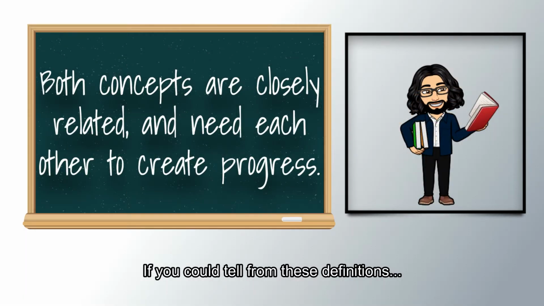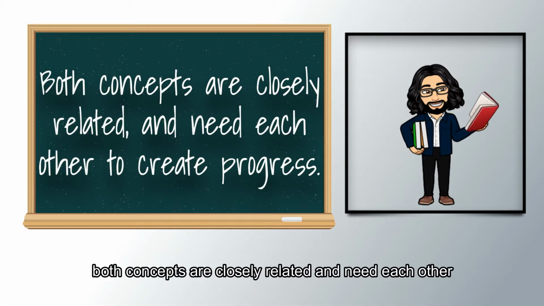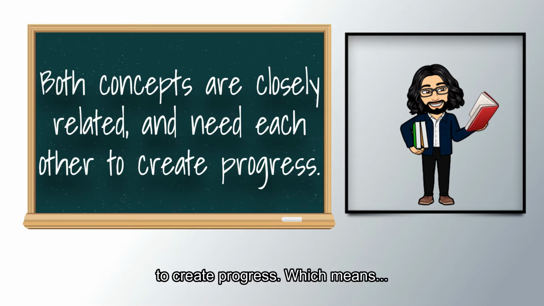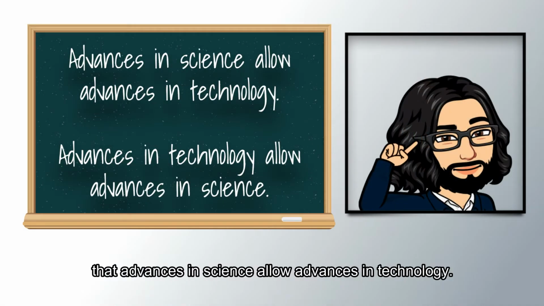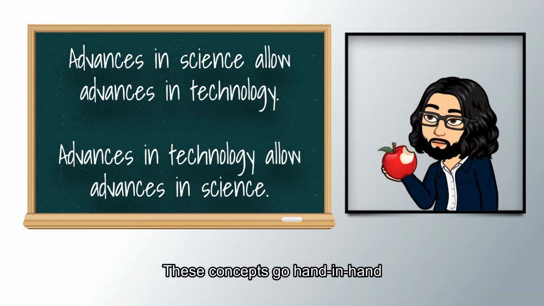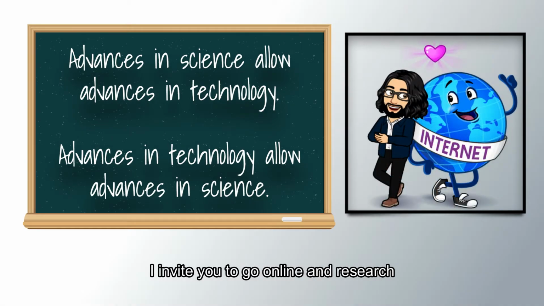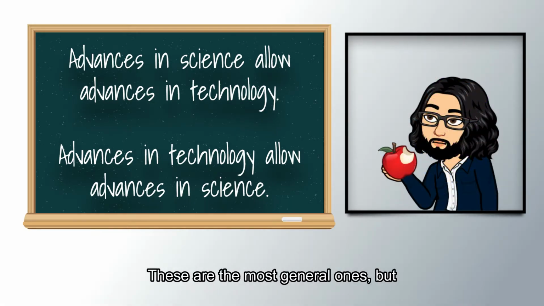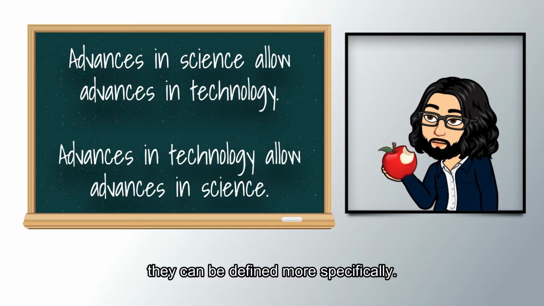If you could tell from these definitions, both concepts are closely related and need each other to create progress, which means that advances in science allow advances in technology, and advances in technology allow advances in science. These concepts go hand in hand and need each other to coexist. I invite you to go online and research other potential meanings of what science and technology can be. These are the most general ones, but they can be defined more specifically.